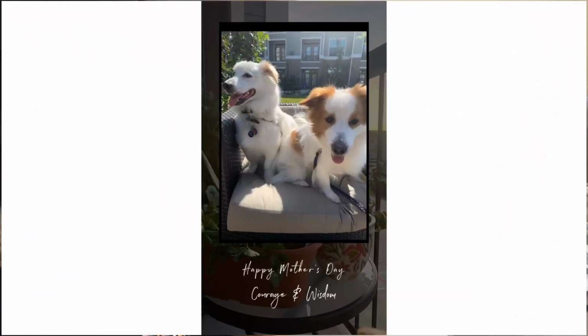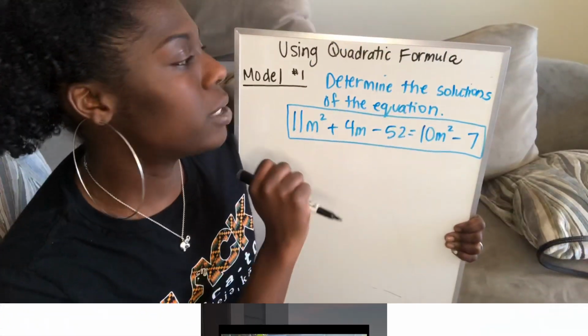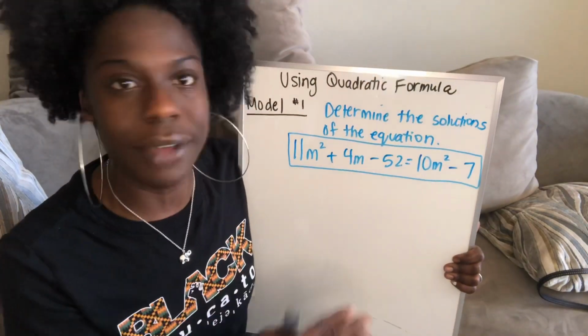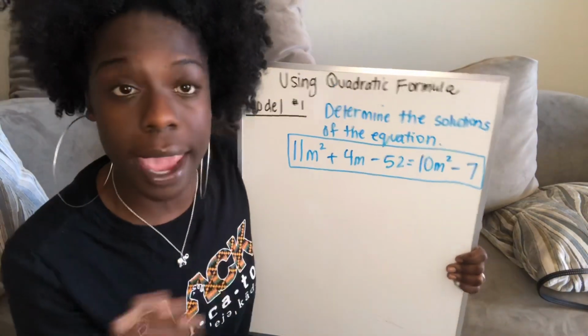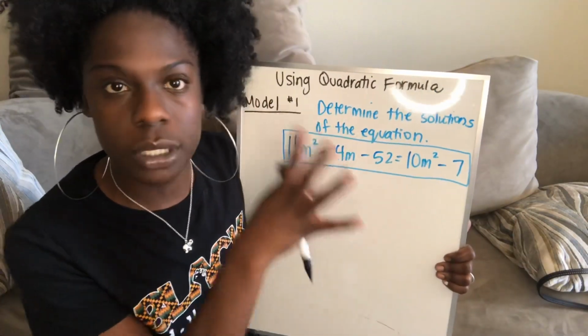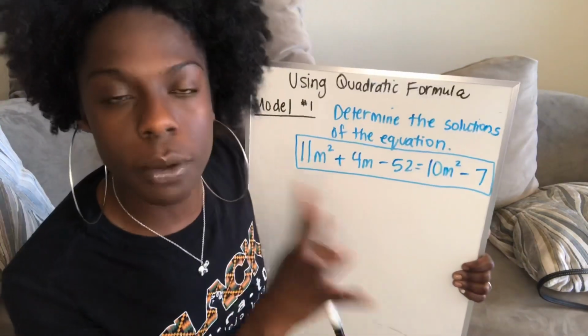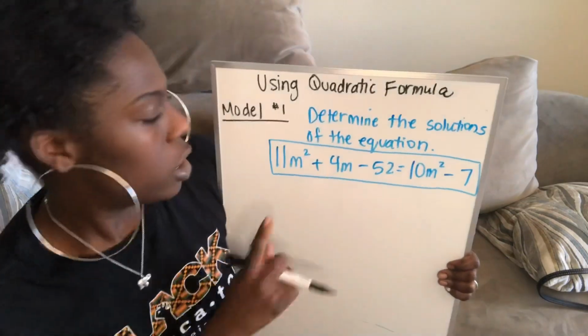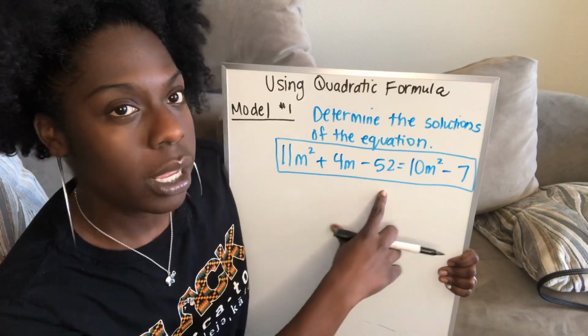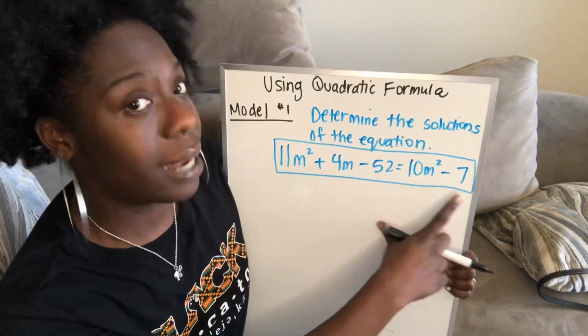Great. So this problem says determine the number of solutions of the equation. Solutions meaning what is the value of x or m or p or k to make this a true statement when the equation equals 0, meaning when the y value equals 0. So they gave us 11m squared plus 4m minus 52 equals 10m squared minus 7.